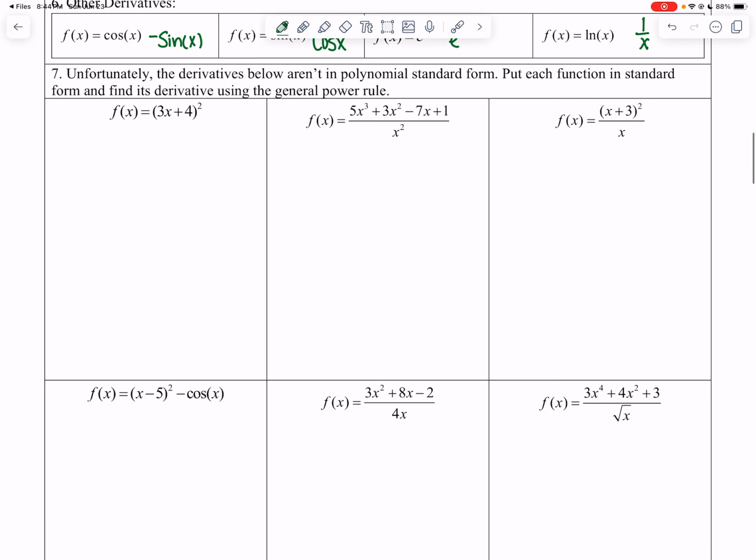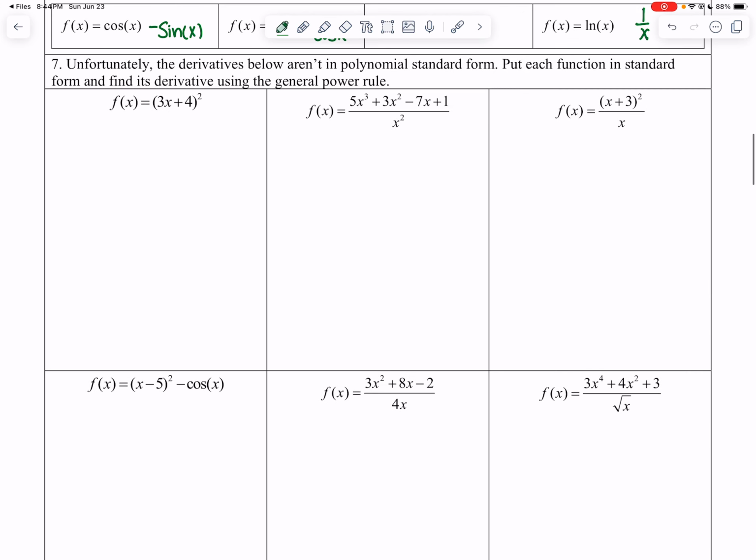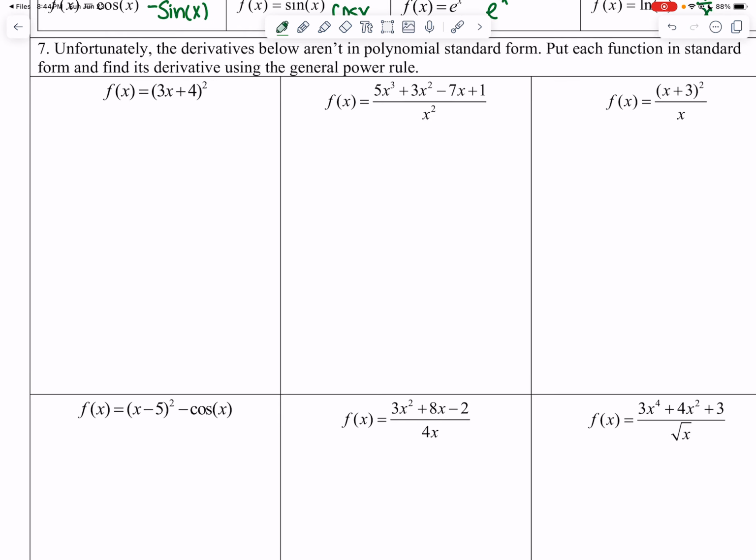All right, and these examples here, we can't really use the power rule yet because our function isn't really in polynomial standard form. So what we're going to do here is put this in standard form and then take the derivative using our general power rule.